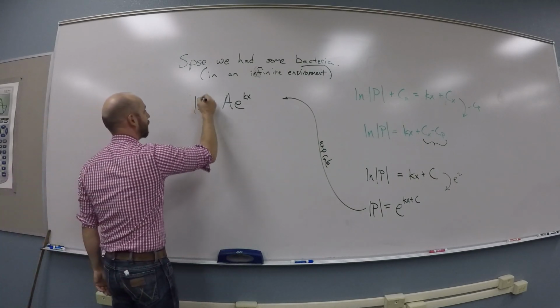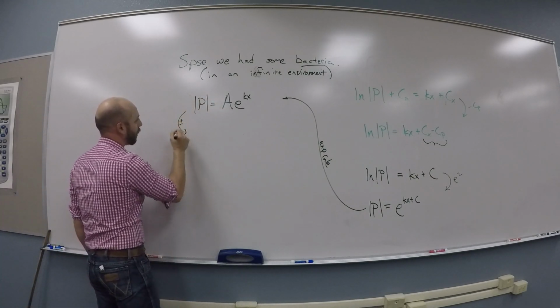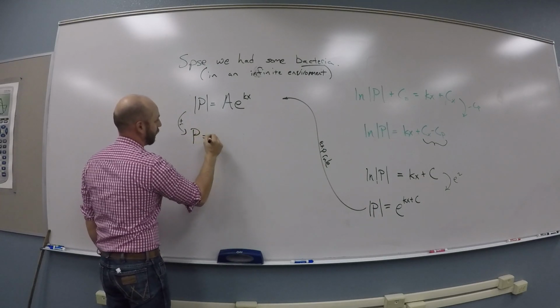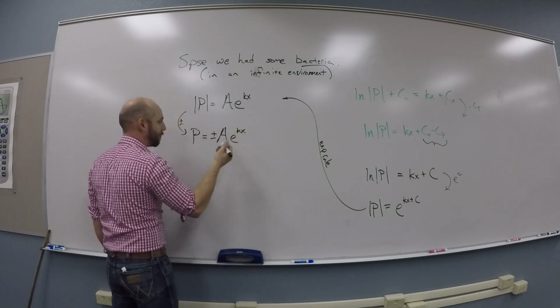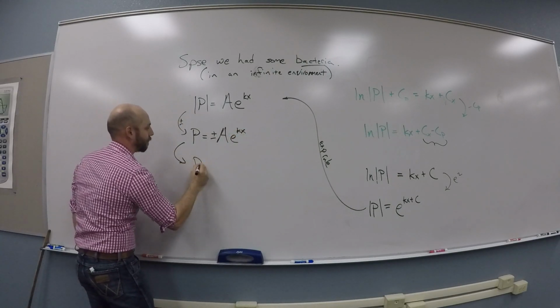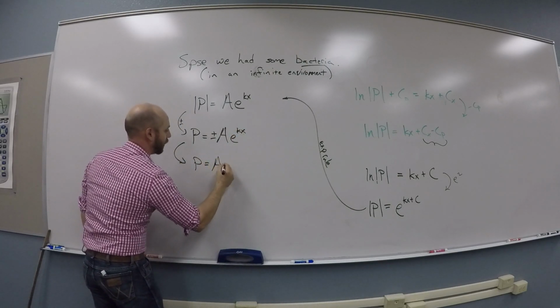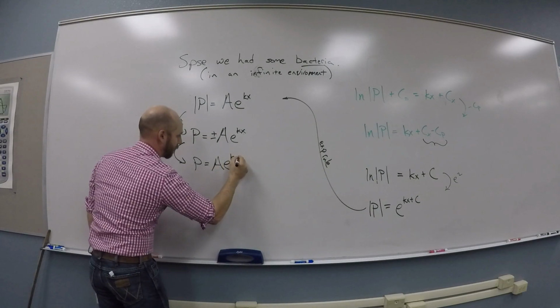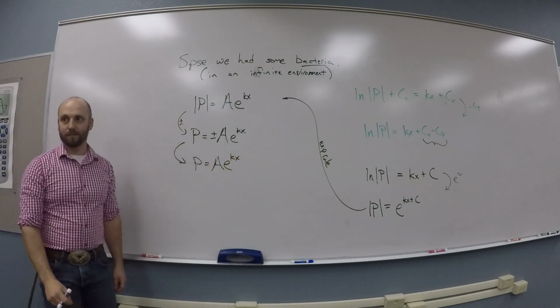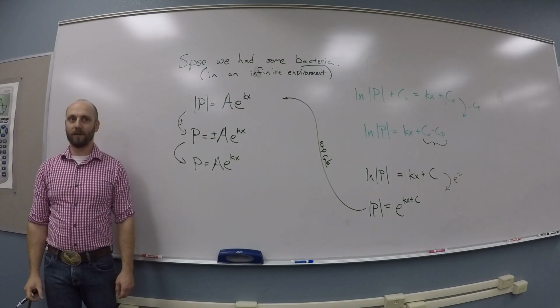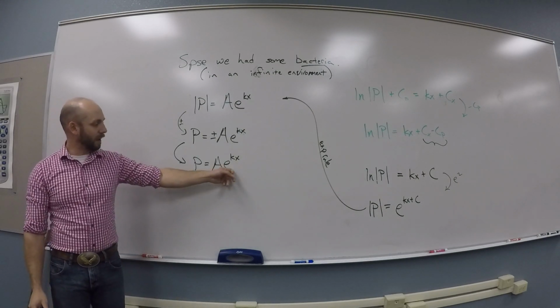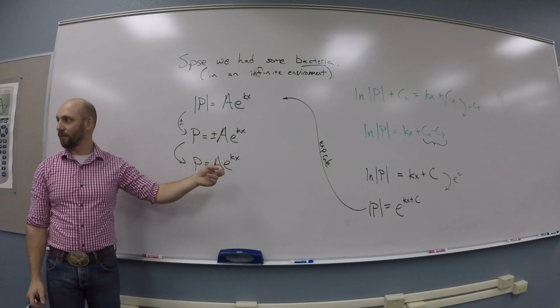So maybe let me write that stuff down carefully. So I apply plus minus to both sides, get p is plus or minus a e to the kx. But a is an arbitrary constant, so it could be either positive or negative. So relabel it here. That's cool. It's all good with this? So there's my exponential growth that I was expecting to see.